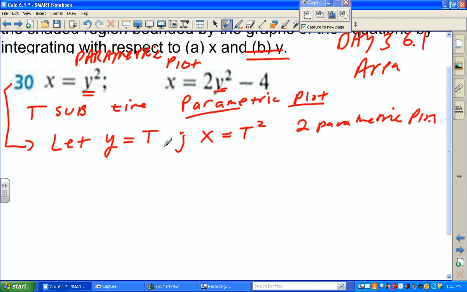Some people like this style of graphing so much they never go back to the other way. They always keep it in parametric. I don't like it because of the 2 equations you have to have for each graph.